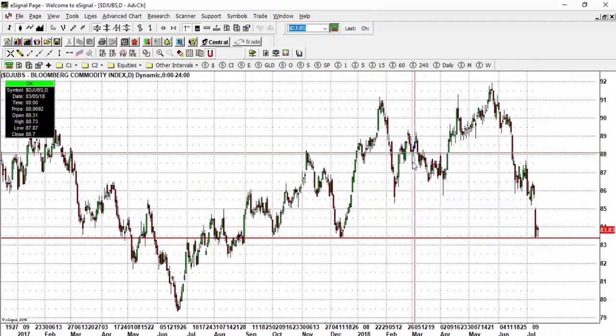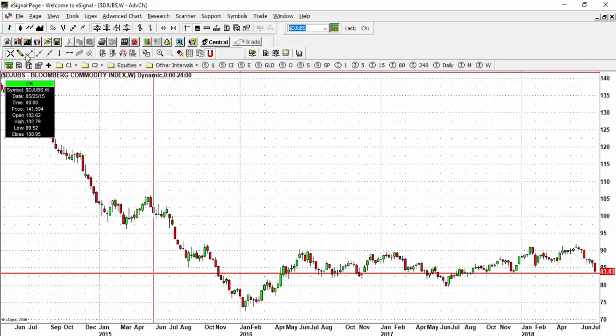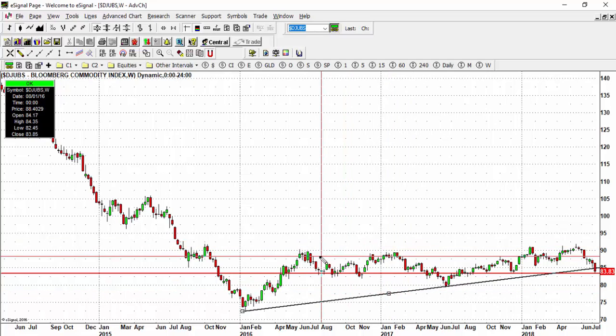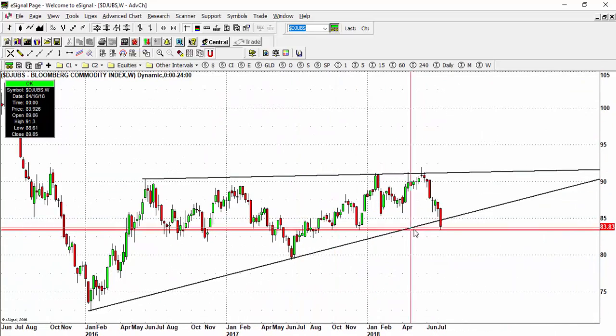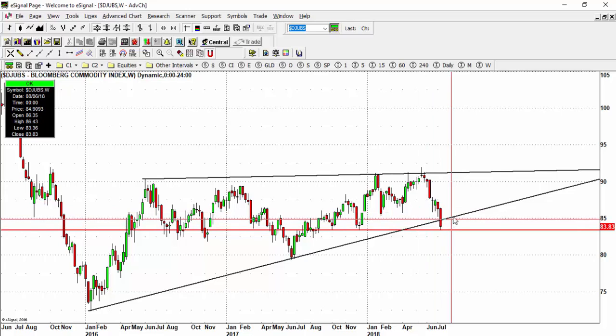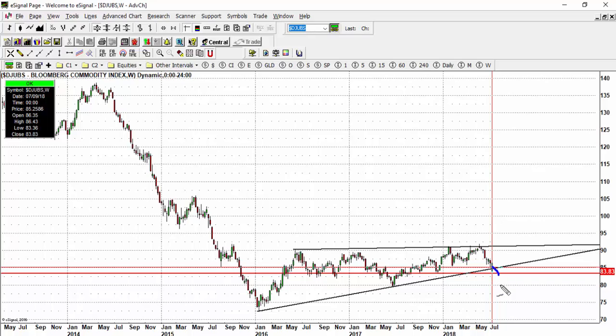But looking at the index also, if we bring up a weekly chart of the index, we see that the market was in a triangular consolidation pattern. You can see here, and the market appears to have pierced below that uptrending line. So it has closed below the uptrending line already, and if it starts to close below this 83 level, what we could see is a further deterioration in the commodity index, and we could see the market go back down to the all-time low just above 70.